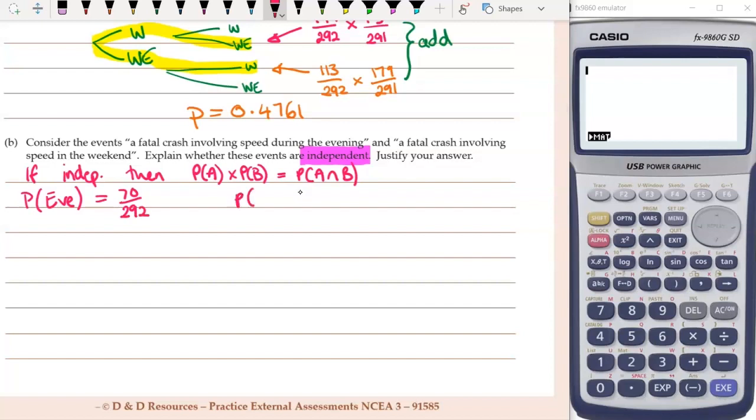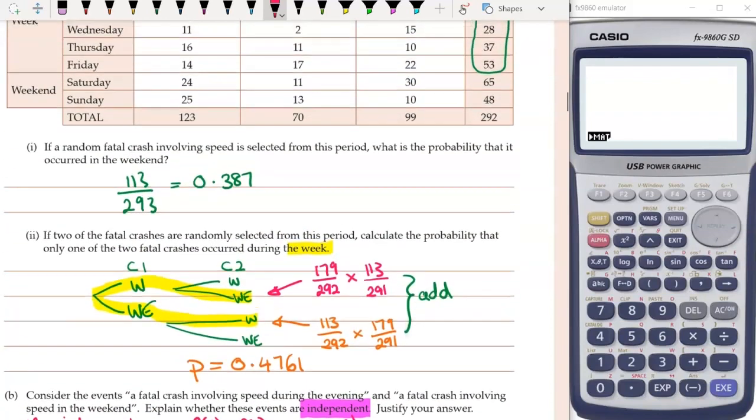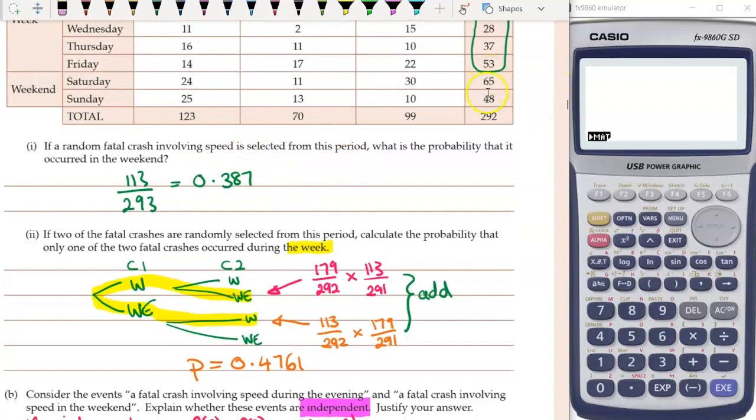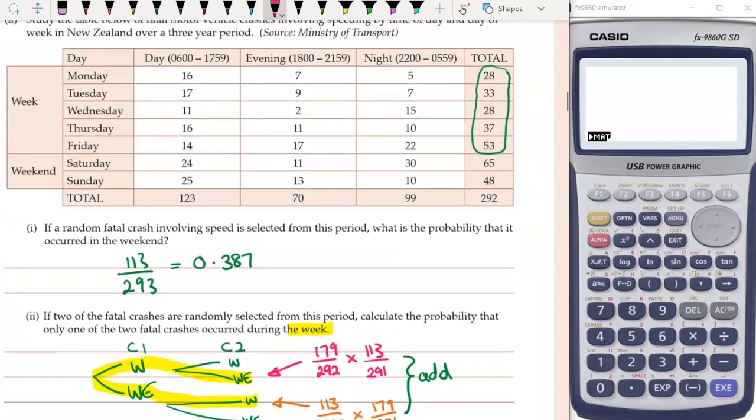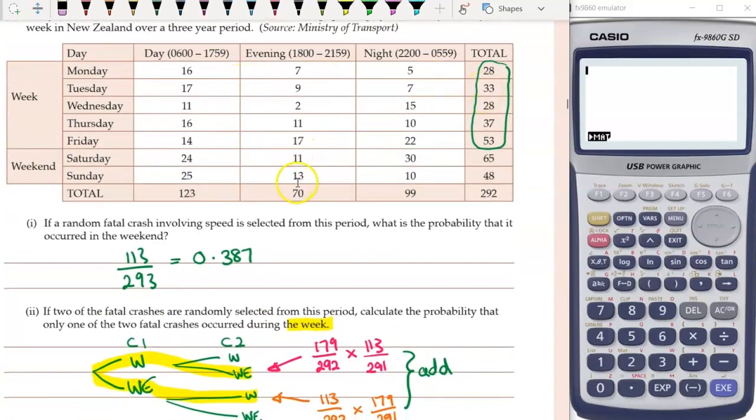Then the probability of it happening at the weekend, let's see, the total for weekend, we had that before, was 113. So that's 113 out of 292. Now the probability of evening and weekend. Let's take a look at what we've got up here. Evening and weekend, adding those two together, we have 24.